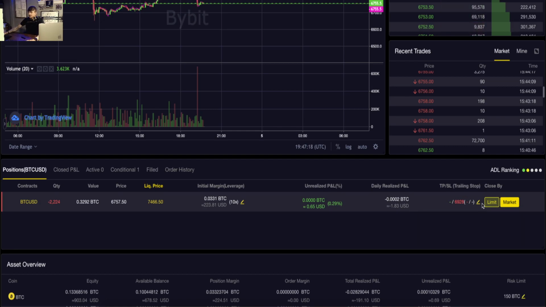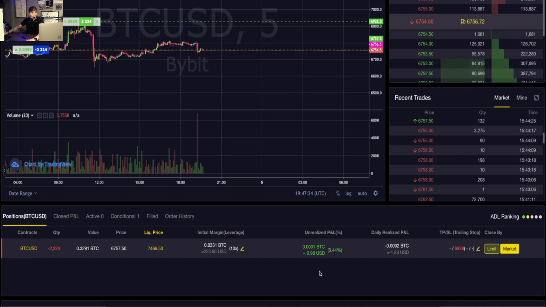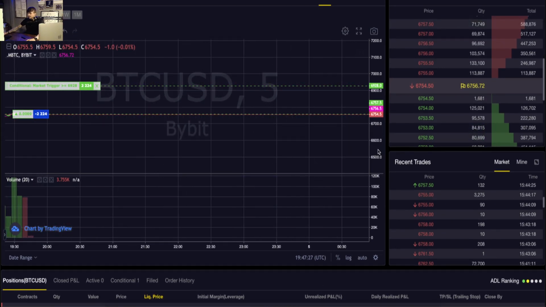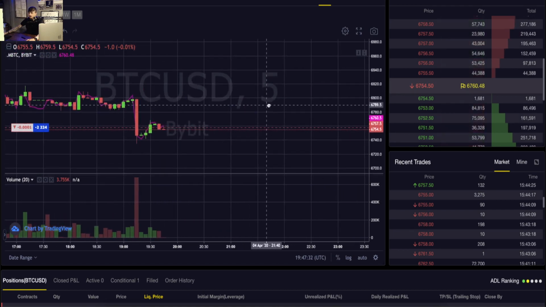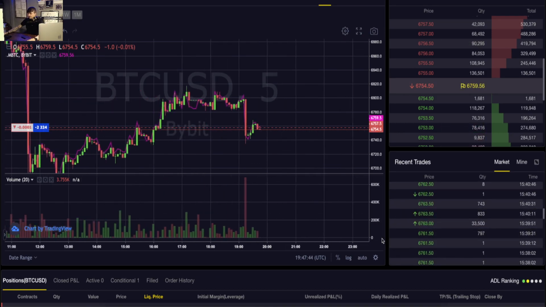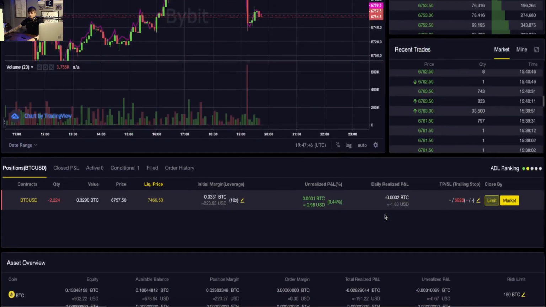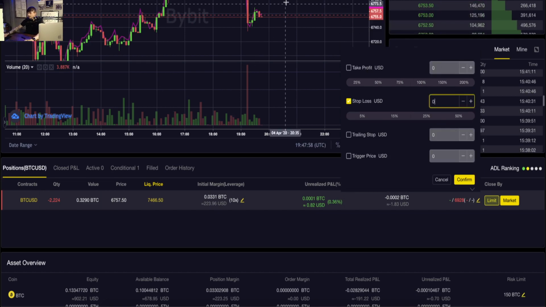But if you want to change your stop loss, now let's say you placed a short, we're up 0.4%, we're up almost $1. Let's go back to the graph. We want to see where the graph is. Let's say that you don't want to risk any more than this price right here, 6,770, right? So in order to change that, you would go right here, click on the little pencil button, and change your stop loss. So you can change it to whatever you like. What price was that?